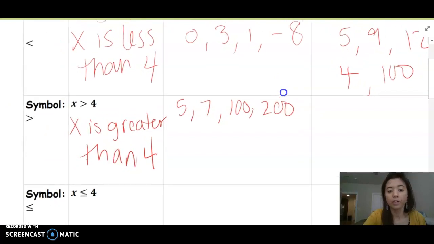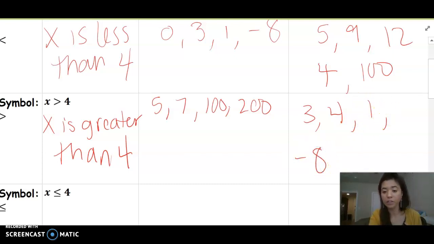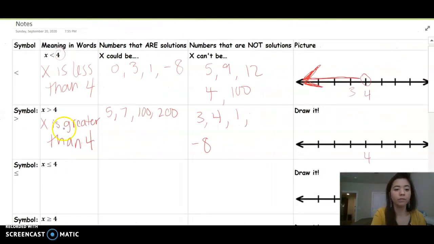Numbers that aren't solutions would be things like 3, 4, 1, -8. If we plug them in, you'll hear that they are not a solution. These are all numbers that are less than 4. 3 is greater than 4, wrong. -8 is greater than 4, wrong. 4 is greater than 4, no, they're equal. So 4 isn't greater than 4. Not solutions.